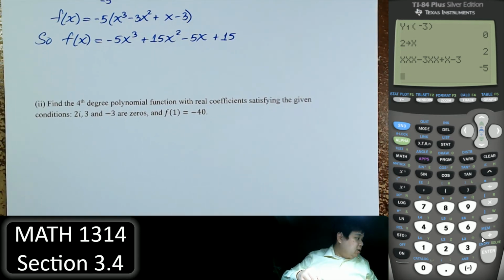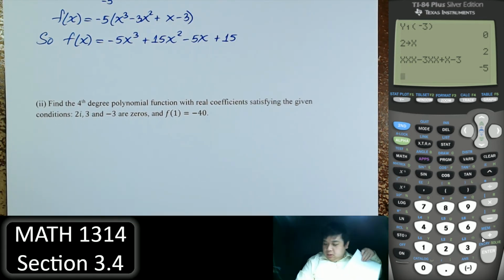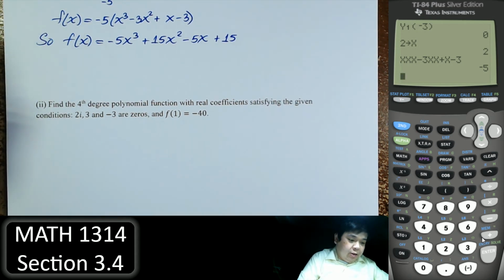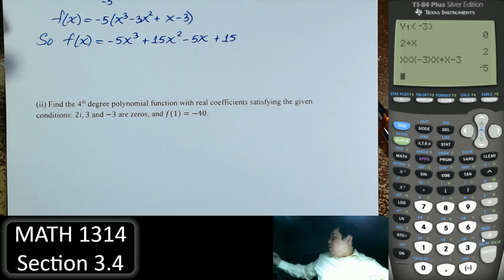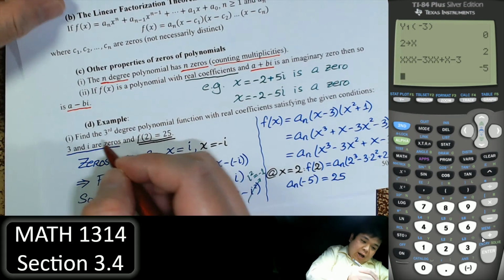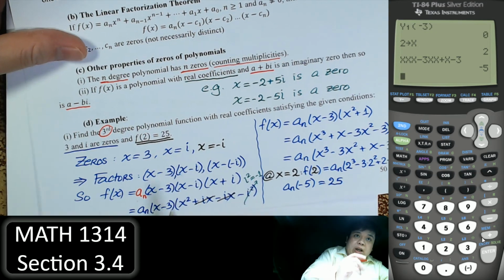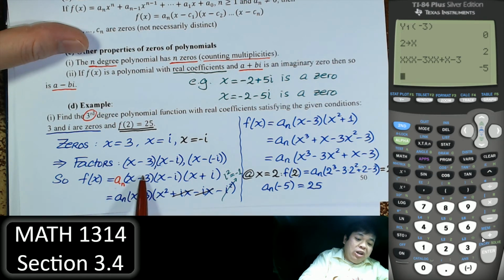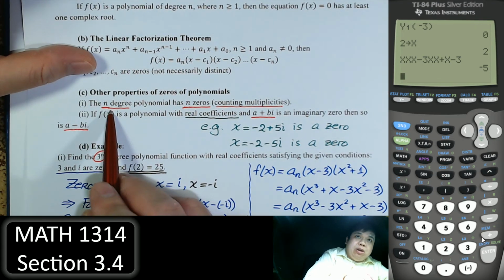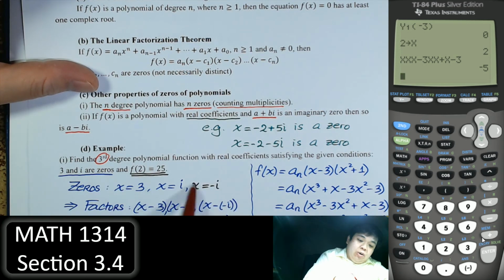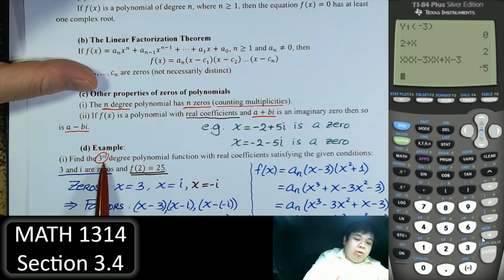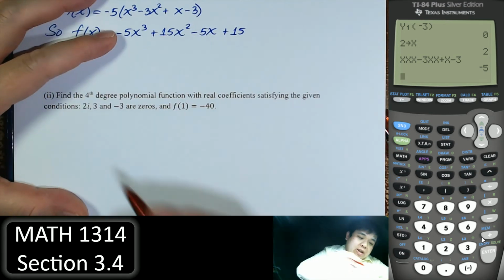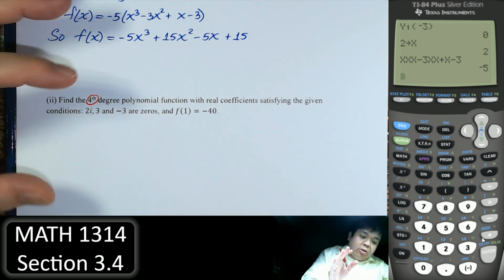Right. This is another example here. Find the 4th degree polynomial. Also, one thing I forgot on the previous example: this is a 3rd degree polynomial, so we will have 3 zeros and 3 factors. An n degree polynomial has n zeros. So this is the 4th degree, so there will be 4 zeros and 4 factors.